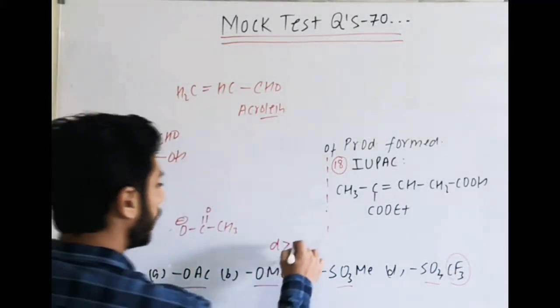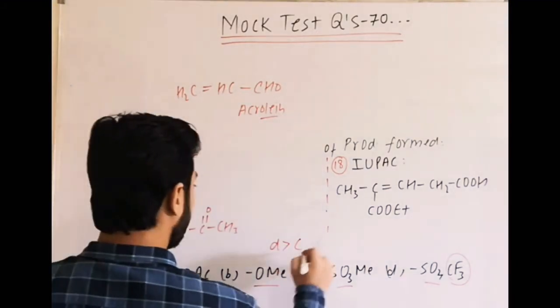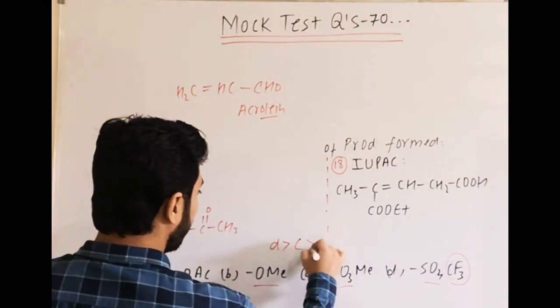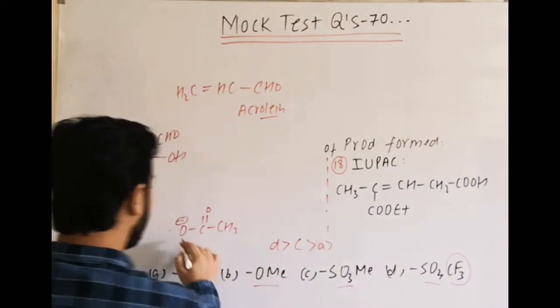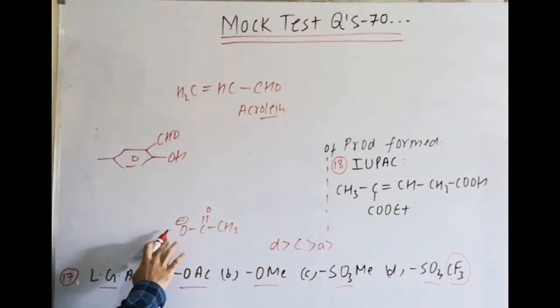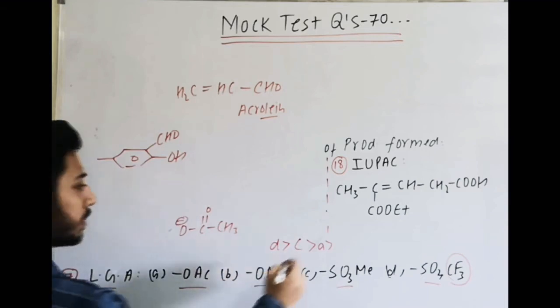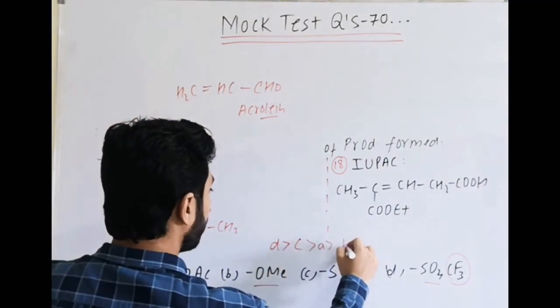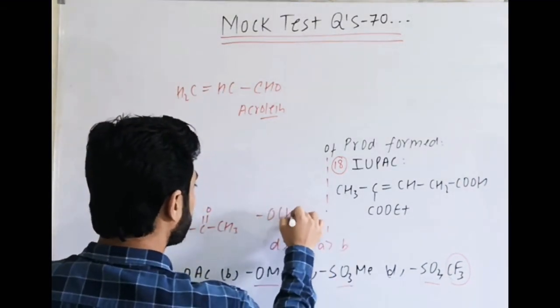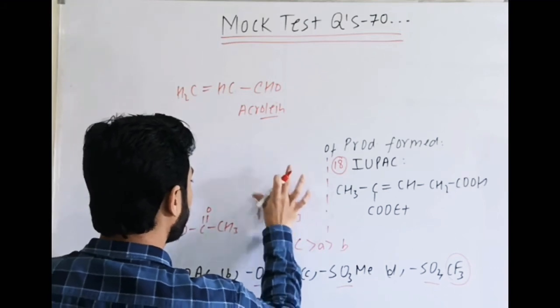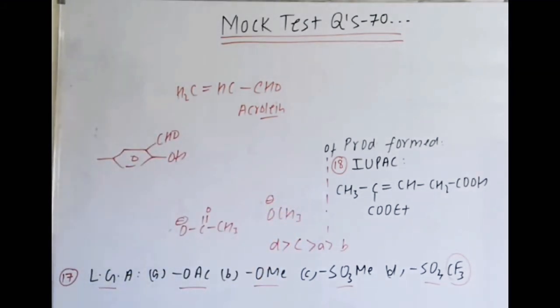Then C is better as compared to B and A. Then between B and A, A is better. Why? Because here at least resonance stabilization of negative charge is there. So it is stable, or a weaker base as compared to the B option, which is directly OCH3. That means after loss this negative charge is nowhere stabilized. So best is D, then C, then A, then B.